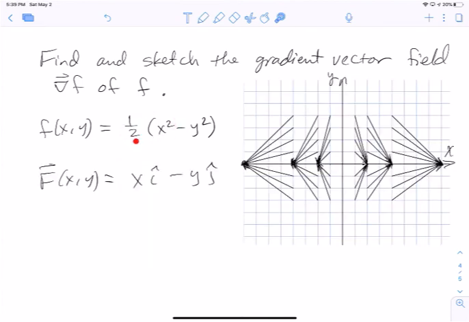Our partials turn out simply to be x and negative y. And I've drawn a few representative vectors, well, more than a few. So the question might be, how many do I need to draw? I would recommend drawing some in each quadrant. And then it's just enough so that you can see what the field kind of looks like, and so that you can communicate that to whomever your reader is.